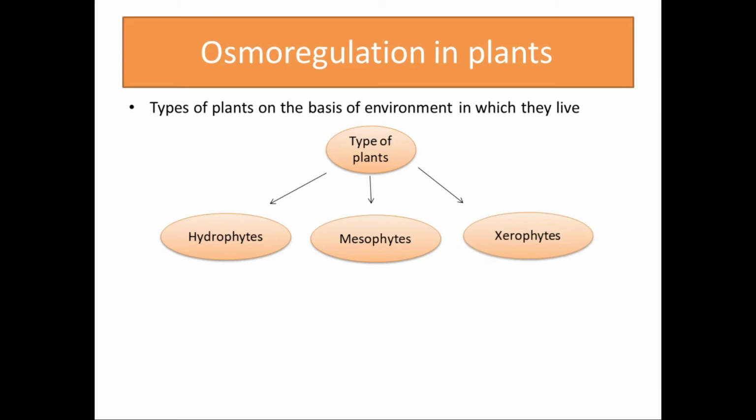Hydrophytes are the type of plants that require a large amount of water in their surrounding environment. Mesophytes are also known as terrestrial or land plants. Xerophytes live mostly in dry areas and are desert plants. For maintenance of normal metabolic activities, such plants have adapted themselves.